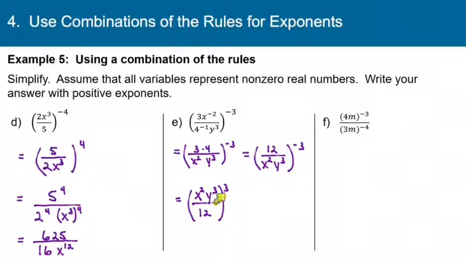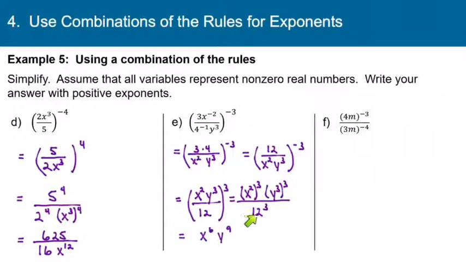And now we can apply power rule C. So I'm going to apply this outside 3 to each factor inside the parentheses. That's going to make x squared to the third power times y to the third power all over 12 to the third power. Now here in the top we need power rule A. So x squared to the third is going to give us x to the sixth. Y to the third is going to give us y to the ninth.